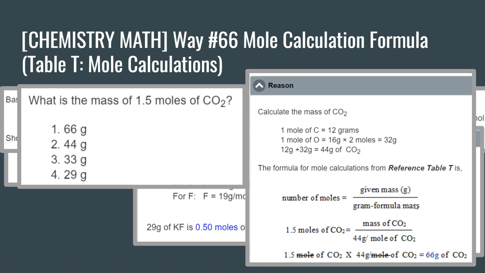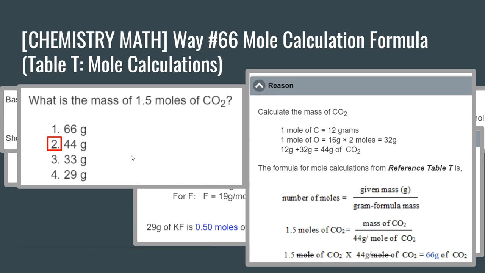So if this is what our formula is, we have 1.5 moles of carbon dioxide equal to X, some unknown mass of carbon dioxide, divided by 44. How do we solve this? Well, we multiply by 44 on both sides, and the amount of grams of CO2 is equal to 44 times 1.5, which will give you 66 grams. I'm sorry, yes, 66 grams. So the correct answer is actually choice 1, not choice 2.